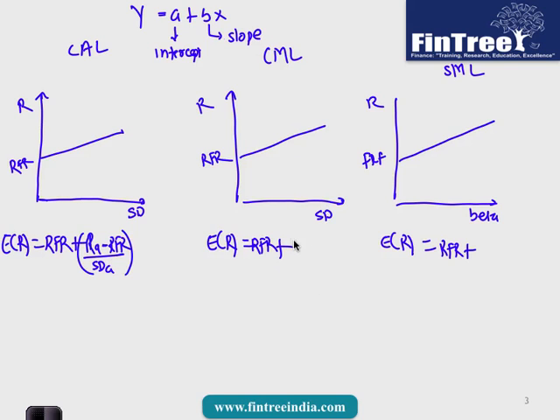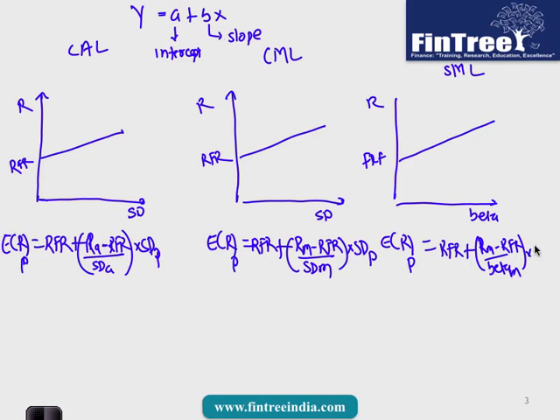What is the slope of CML? Return on asset M minus RFR divided by the standard deviation of M. And what is the slope of SML? Return on asset M minus RFR divided by beta of M. And what is the x-axis value? Standard deviation of portfolio P for CAL and CML, and here we will have beta of portfolio P. And we can simplify this equation further.